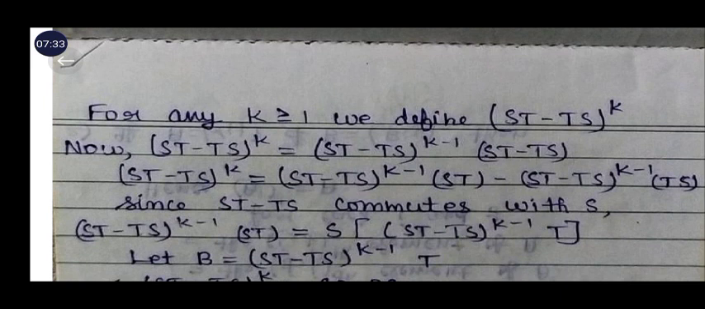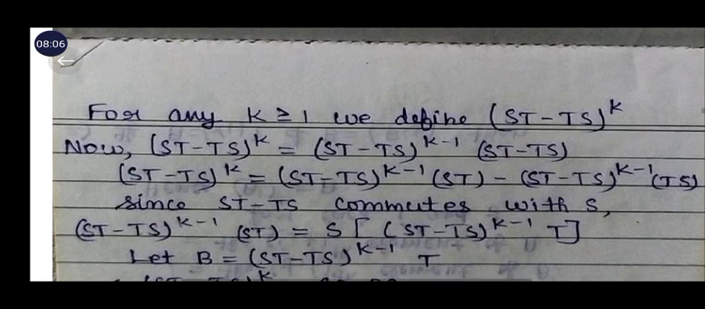For the proof, for any k greater than or equal to 1, we define (ST minus TS) the whole power k, which can be written as (ST minus TS) the whole power k minus 1 into (ST minus TS). That is equal to (ST minus TS) power k minus 1 into ST minus (ST minus TS) power k minus 1 into TS.